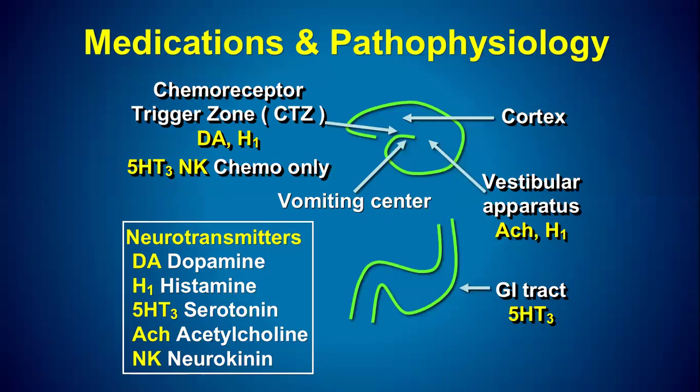So as to where all these are going to act, dopaminergic drugs are going to act on the chemoreceptor trigger zone, which is inside the blood-brain barrier. The vomiting center mostly has 5-HT3 and NK, which is outside, but again 5-HT3 has its role in the chemoreceptor trigger zone as well. Vestibular basically has your acetylcholine and histaminergic, and your GI has your 5-HT3 and some part of dopaminergic as well. Next slide, please.